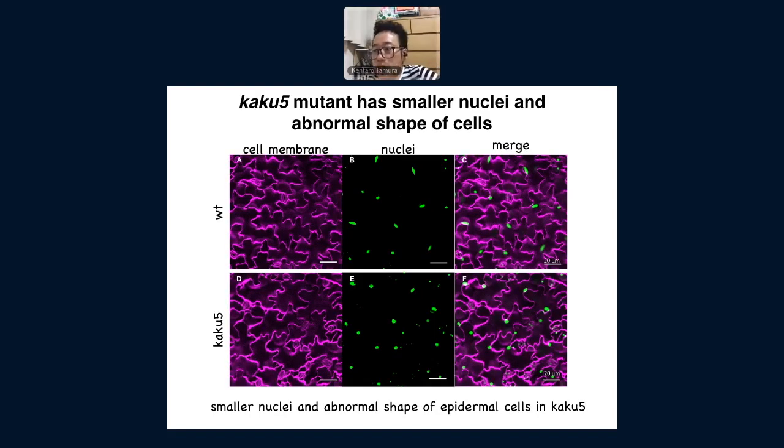Okay, we move to another nuclear mutant, KAK5. These are fluorescent images of cell membrane and nuclei in wild type and the KAK5 mutant. Originally, the KAK5 mutant was isolated as a nuclear mutant, which has a smaller nucleus compared to wild type. But afterwards, we noticed that the KAK5 mutant has abnormal cellular shape in leaf pavement cells.